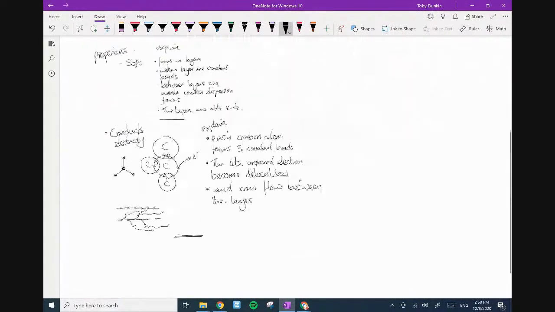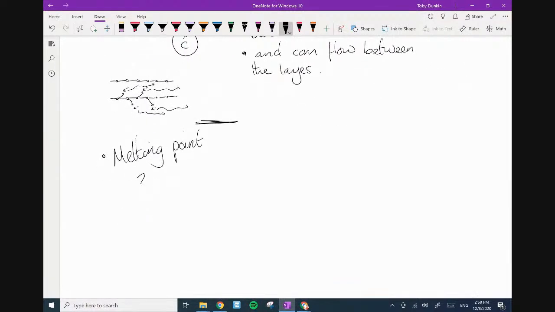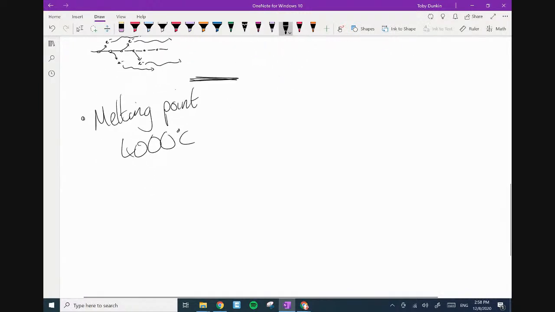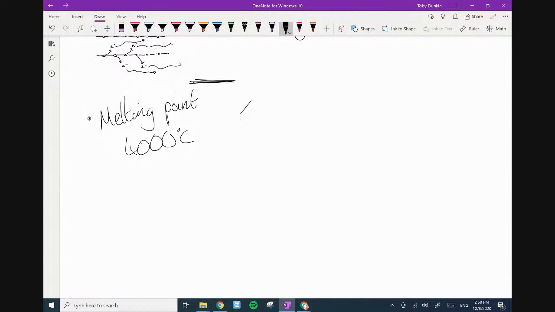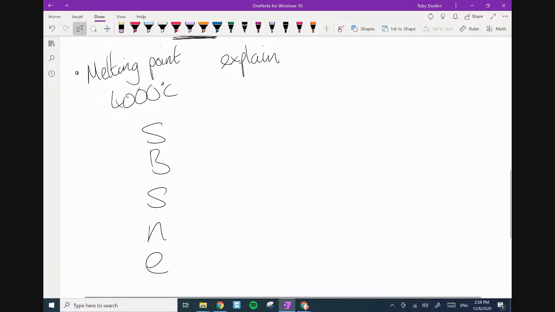Insanely high melting point. Next. Melting point: 4,000 degrees, 3,998 or 90-something like that. I'm just going to put 4,000, it's easier. That's insane. Now we need to explain it, and we explain this using Susan Boyle Sings Nelly the Elephant. But graphite is special. Structure, bonds, strength, number, energy.